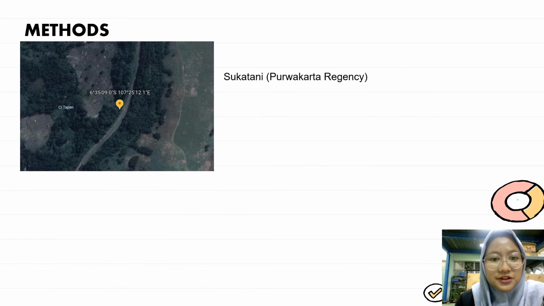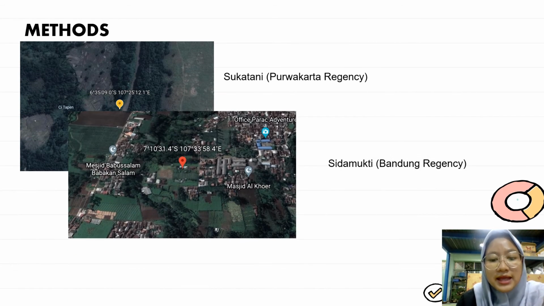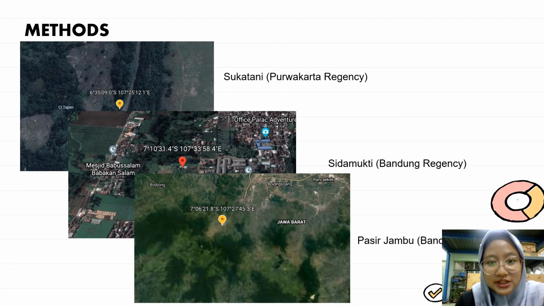Methods. This research is located in three places in West Java, namely Sukatani, Sidamukti, and Pasir Jambu. The first area, Sukatani, was chosen because it is very close to the main Sukatani-Ciganea railway line, which is prone to subsidence so that the train line could be stopped, and this is detrimental to public activities.